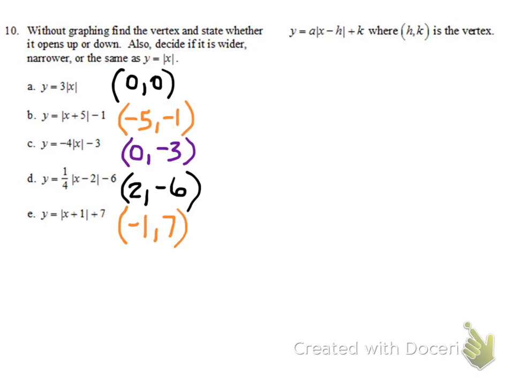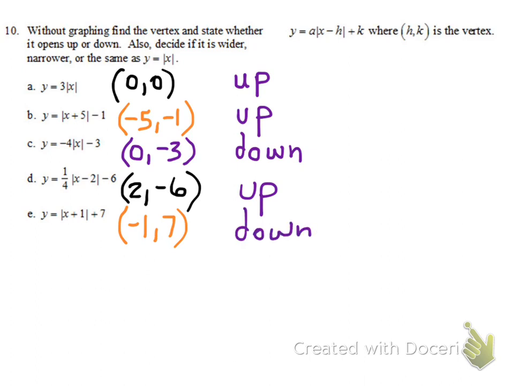State whether it opens up or down. If A is positive, it opens up. So all of these will open up except for part C, which opens down because A is negative. And then to decide whether it's wider or narrower, it's going to be narrower if the absolute value of A is greater than 1. So on part A, it's 3, so it's going to be narrower, or we could say steeper, which connects with that idea of slope.